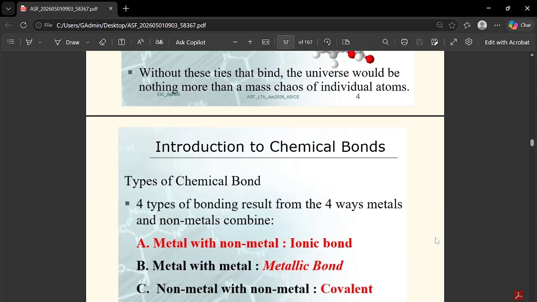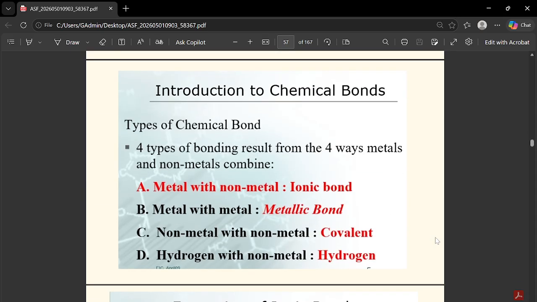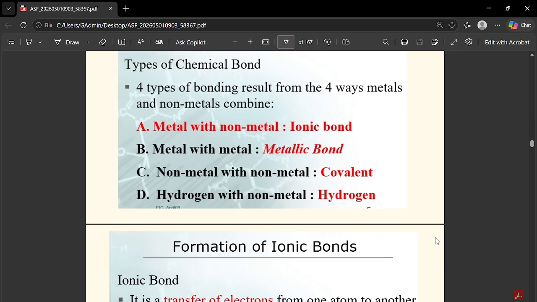First and foremost, what are the different types of chemical bonds? We have four different types. First, metal with non-metal is typically ionic bonding. Metal with metal is called metallic bonding. Non-metal and non-metal is covalent. And hydrogen with non-metal is typically a hydrogen bond.